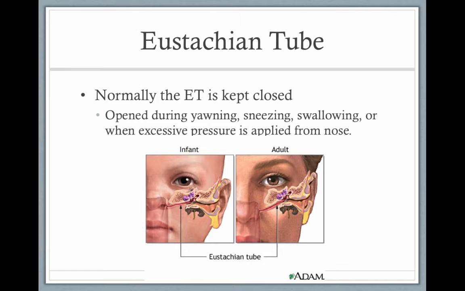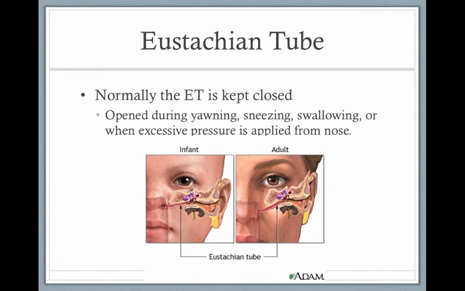If you look at these 2 figures, you see a Eustachian tube in an infant versus an adult. The Eustachian tube in the infant is much more horizontal than that of an adult. The adult's Eustachian tube, their faces are more narrow, so they're longer. So an adult's Eustachian tube drains better. An infant's Eustachian tube, not so much.